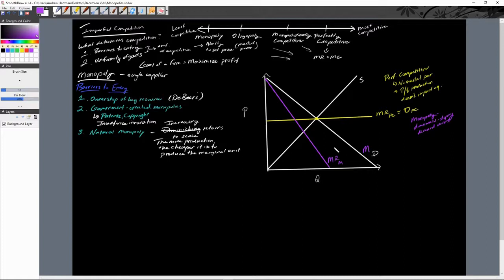Okay. And for here, we're going to go ahead and say that marginal cost is the supply curve, just to keep it easy. I don't think that's necessarily true. And so we're going to say that the monopoly is going to produce at this quantity.